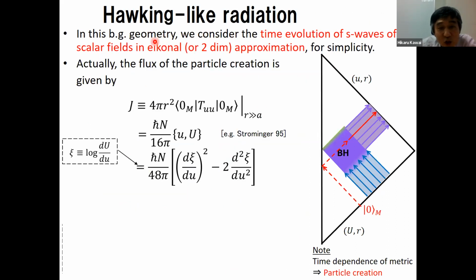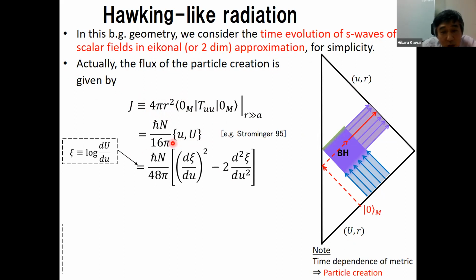So in this background geometry, we consider the time evolution of S waves of scalar fields in the eikonal approximation. And actually the flux of the particle creation is given by this formula. This is T_UU multiplied by 4πr squared. So this is the flux of Hawking radiation. And this can be expressed in terms of the Schwarzian derivative between small u and capital U.